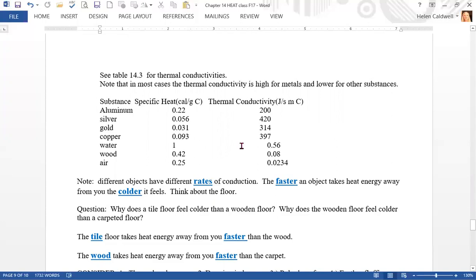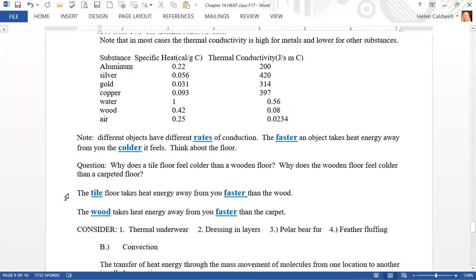Maybe you know this, maybe you don't have a metal bar, but you have one of those really nice thermal mugs that are so popular these days. So it's made out of metal usually, and they feel really cool to the touch because they have a higher thermal conductivity. I know that sounds counterintuitive. We'll talk about how they work at the end of this section. So different objects, different rates of conduction. The faster it takes energy away, the colder it feels. So why does a tile floor feel colder than a wooden one? And why does a wooden floor feel colder than a carpeted one?